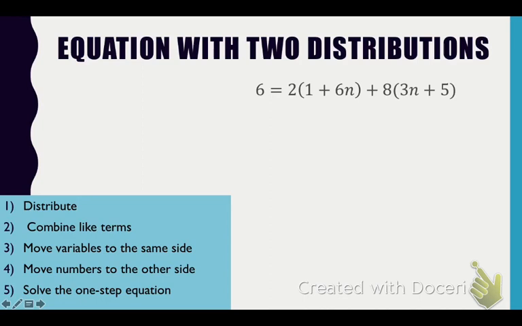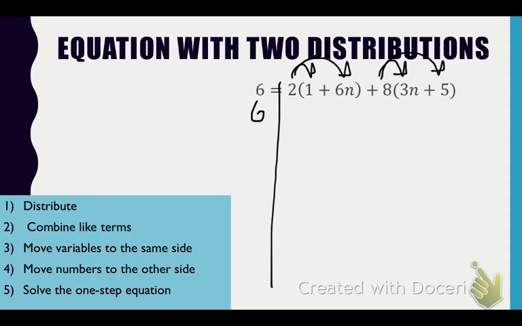Alright, so now we are going to deal with equations that have 2 distributions. I have to distribute 2 times. The first thing I need to do is rewrite the 6, because I'm not doing anything to that side right now. And I need to distribute the 2 to everything in the parentheses and the 8 to everything inside the parentheses.